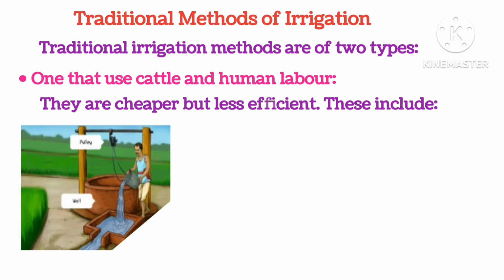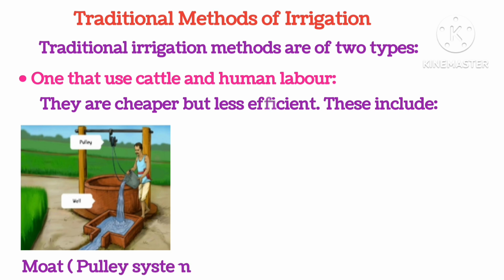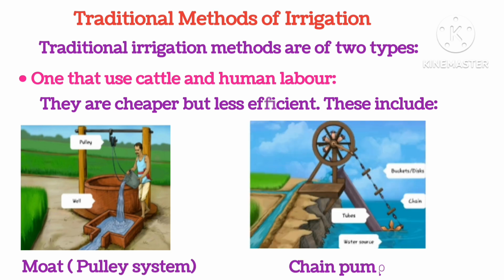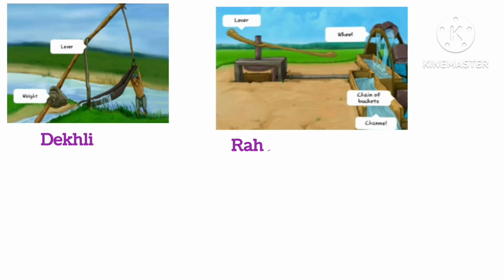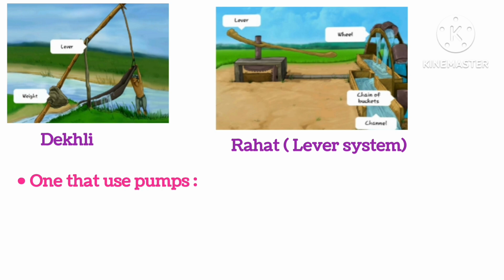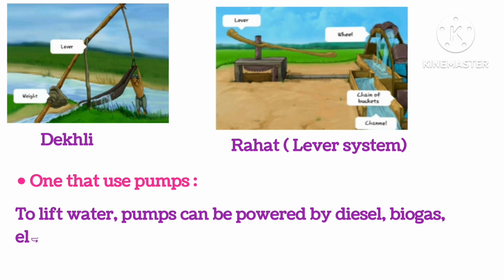They include moat or pulley system and chain pump, Dhekli and rahat called lever system. The other one uses pumps to lift water. Pumps are powered by diesel, biogas, electricity and solar energy.